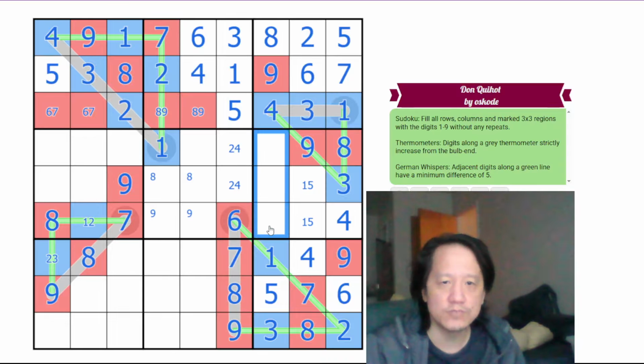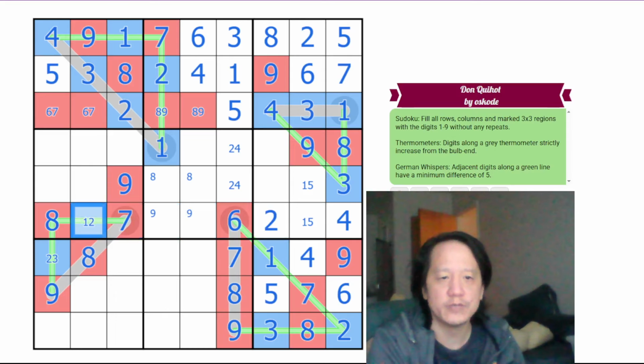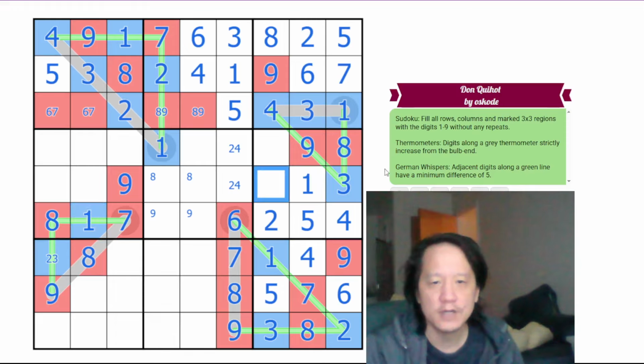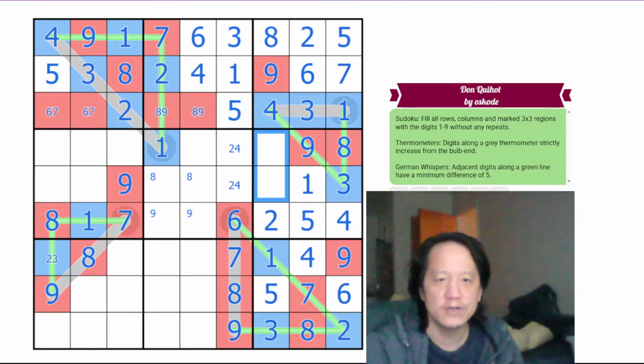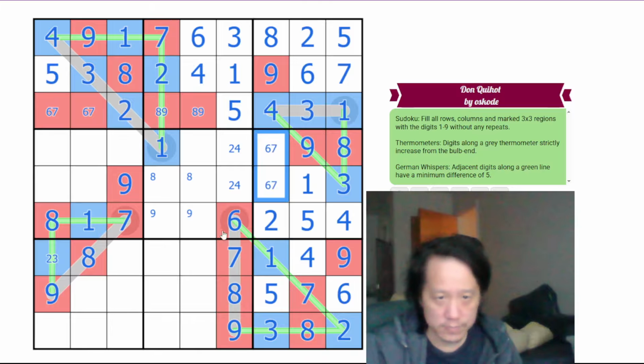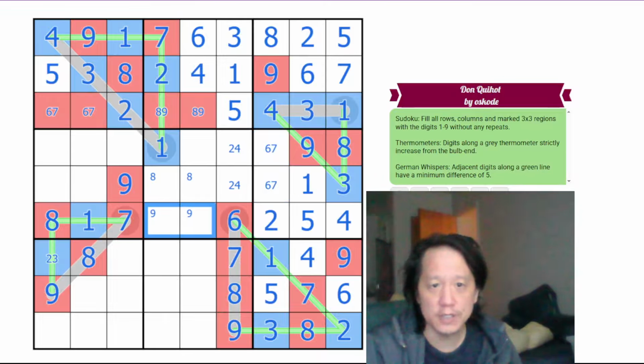Column 6, sorry, this is column 8. Column 7, we're missing 2, 6, and 7. This can't be 6 or 7 because of 6 or 7 in the row. So this must be 2, which eliminates 2 here. So this is 1, which eliminates 1 here. So it's 5 and 1. And this leaves this as 6 and 7. Remaining digits in row 6 are 3 and 9. So we have a 3, 9 pair.